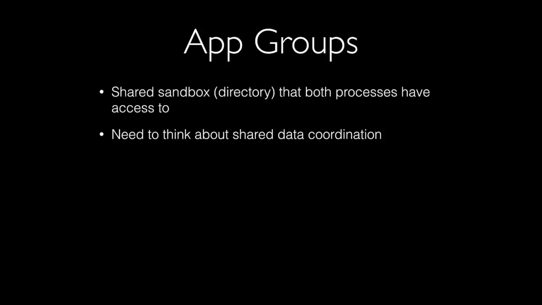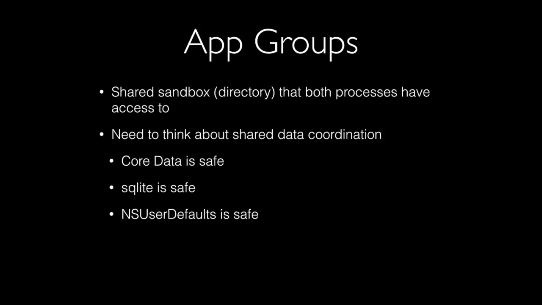When you're using app groups, you need to think about shared data coordination. You have two processes that are now reading or writing to the same directory at the same time. If you're not careful, there's a possibility of data corruption, so you have to know what you're doing. If you're putting a Core Data persistent store in there, it already works, it's safe. Same with a SQLite database, same with NSUserDefaults. If you're accessing files directly, that's up to you. You have to figure out if it's safe or not.